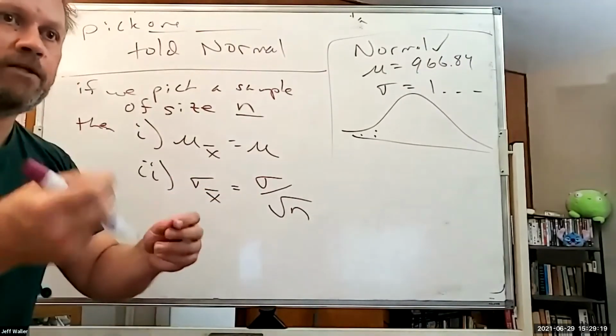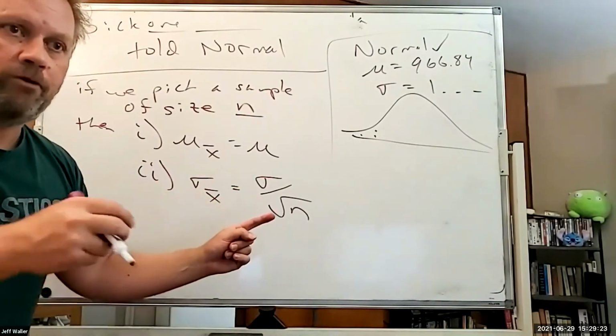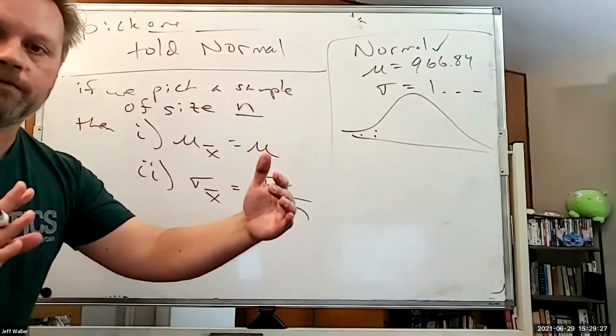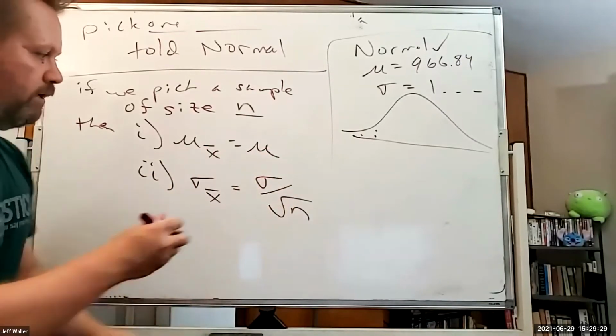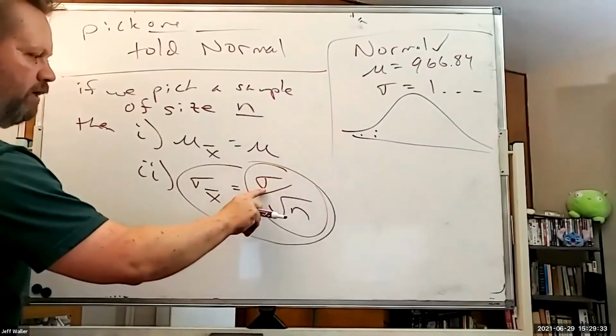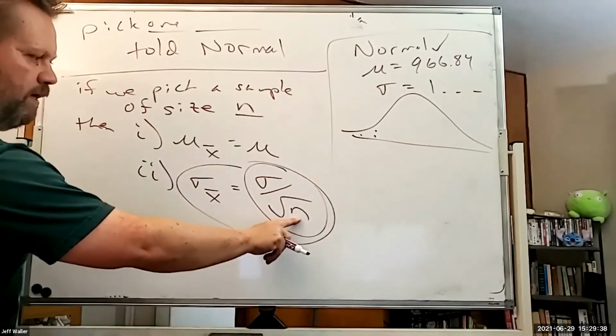So whatever the standard deviation was that they gave us for individuals, I have to divide it by the square root of n to make it the right spread for groups. So think of this as a formula to take the standard deviation for individuals and change it into a standard deviation for groups of size n.